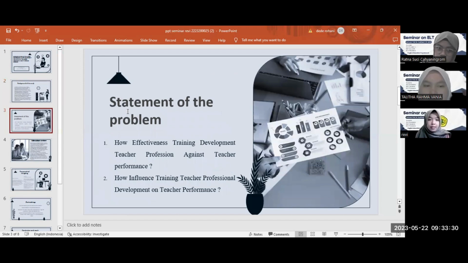And the next, statement of the problem. The first, how effective is teacher professional development training against teacher performance. The second, how does teacher professional development training influence teacher performance.